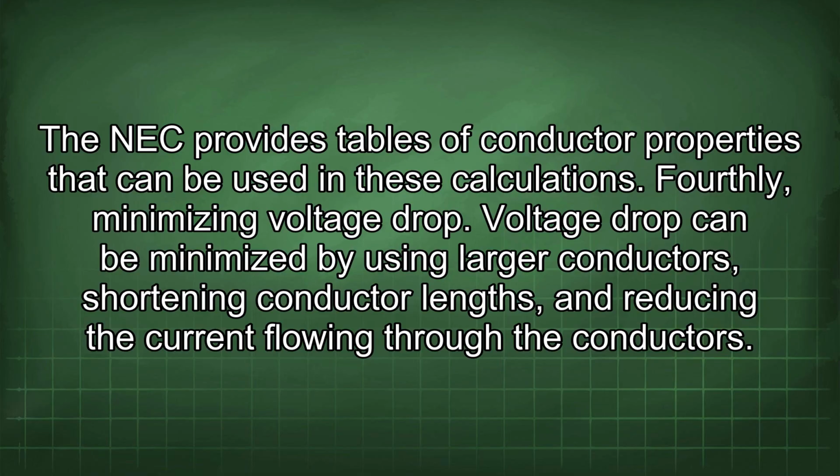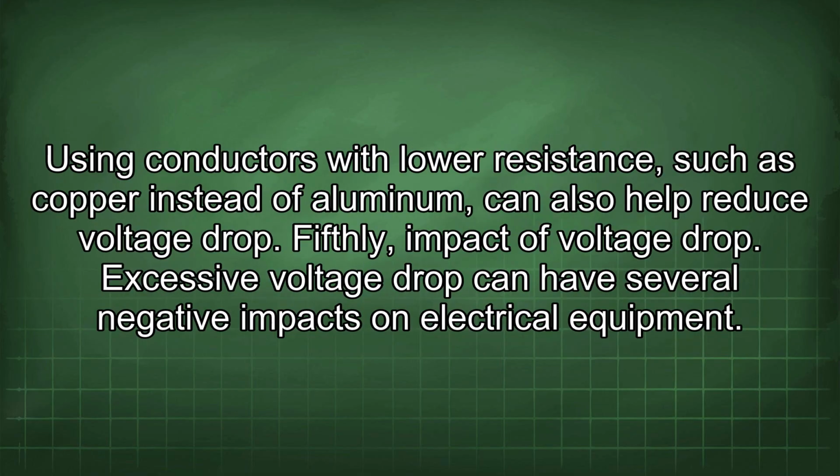Fourthly, minimizing voltage drop. Voltage drop can be minimized by using larger conductors, shortening conductor lengths, and reducing the current flowing through the conductors. Using conductors with lower resistance, such as copper instead of aluminum, can also help reduce voltage drop.